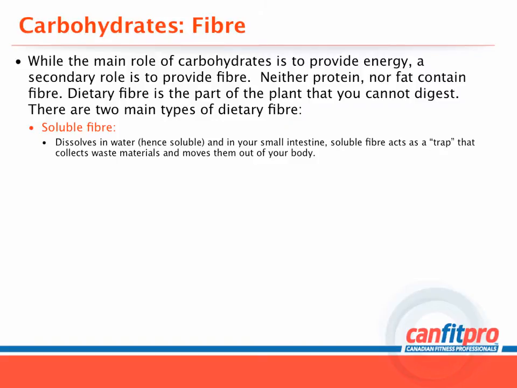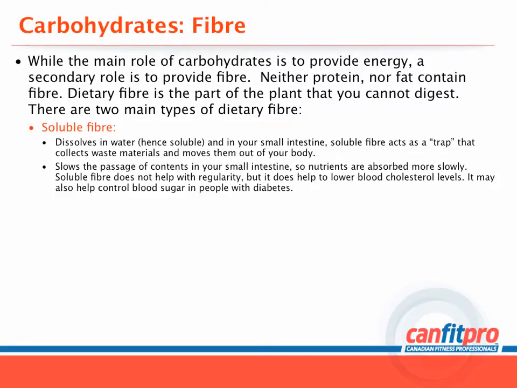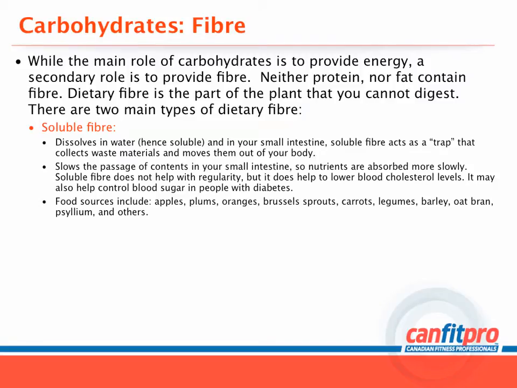Soluble fiber. This is fiber that dissolves in water, hence the term soluble. In your small intestine, soluble fiber acts as a trap of sorts that collects waste materials and moves them out of the body. Soluble fiber also slows the passage of the contents in your small intestine, so nutrients are absorbed more slowly. Soluble fiber does not help with regularity, but does help to lower blood cholesterol levels. It may also help control blood sugar in people with diabetes. Food sources include apples, plums, oranges, Brussels sprouts, carrots, legumes, barley, oat bran, psyllium, and others.